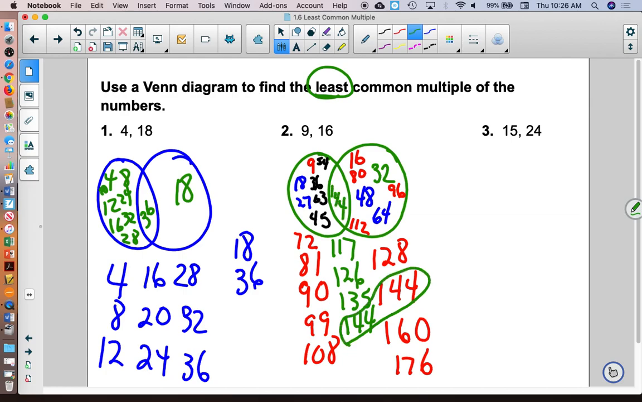I don't like that. I'm going to tell you that right now. Do you want to do that every time you've been asked? No. There's got to be a better way. Okay, let's do 15 and 24.